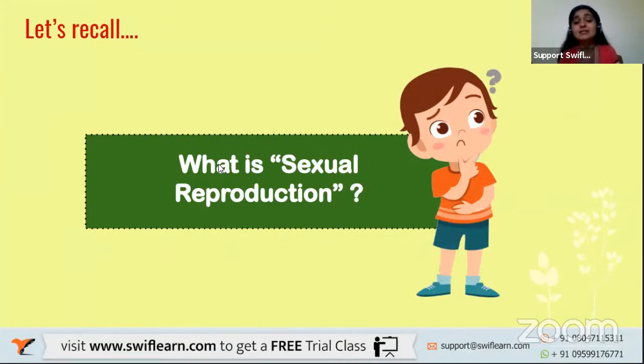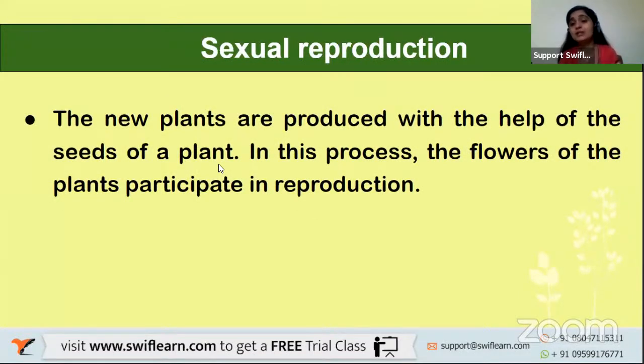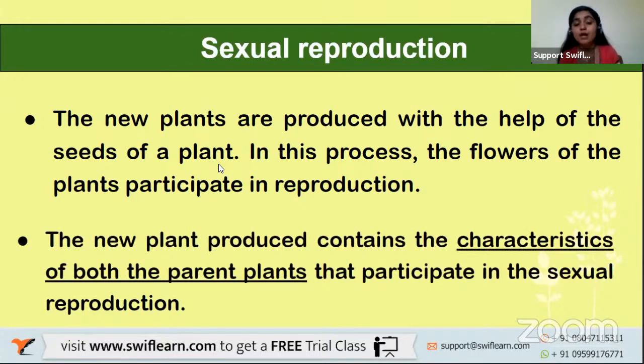So let's recall what sexual reproduction is. In sexual reproduction, new plants are produced with the help of seeds of a plant. This process is known as sexual reproduction. And here, what are the parts of the plants that work or come together? That is your flowers and your fruits that participate in the reproduction process. The new plant produced contains the characteristics of both the parent plants, which participate and form the new seed or new sapling that you are growing at your end.